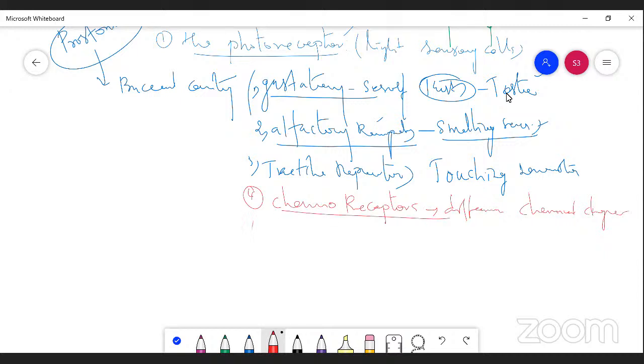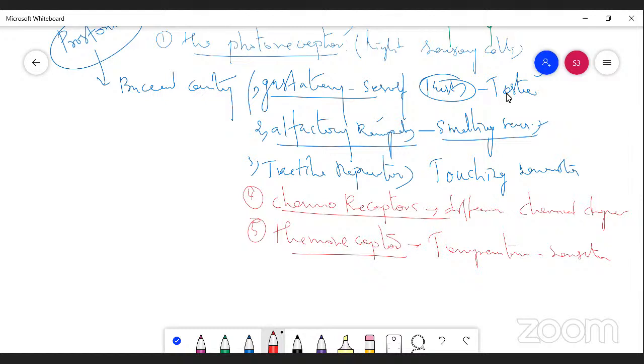And the fifth one is the thermoreceptor. It's very important. The thermoreceptor gives temperature sensation. So the earthworm's body has various types of sense organs.